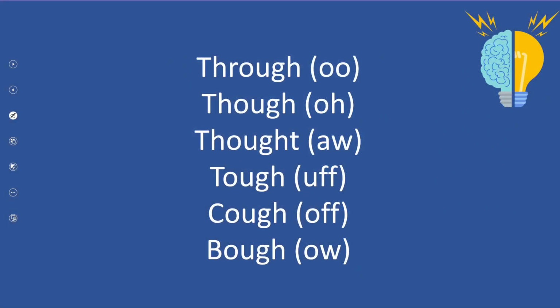Let me say it. This is a word that contains our letter string OUGH. But how is it pronounced? This is through. And the final sound that we made here is oo, double O, right? If it was single O, we would say O, but here we have double O, so you have to extend it and lengthen it. So this is through.